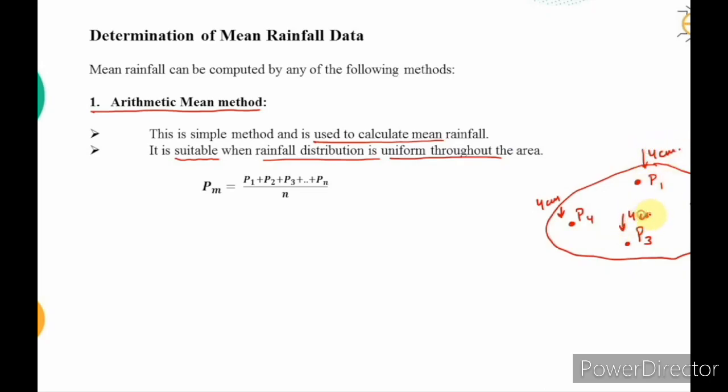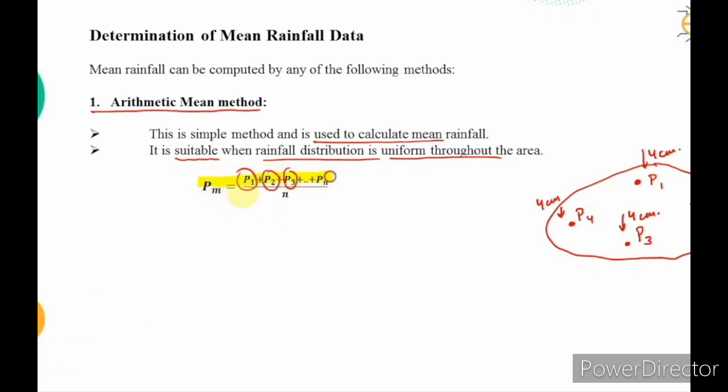So through this method we can calculate the average rainfall with the following formula. Average rainfall Pm equals P1 plus P2 plus P3 plus P4 and so on, divided by the total number of stations. It means we calculate the total rainfall value of all stations, and divide it by the number of stations.